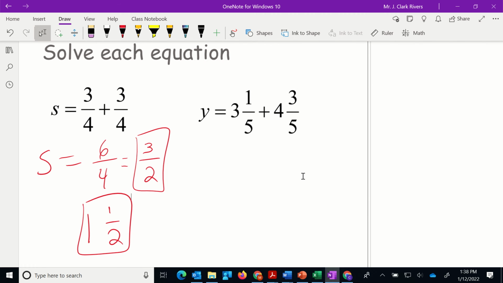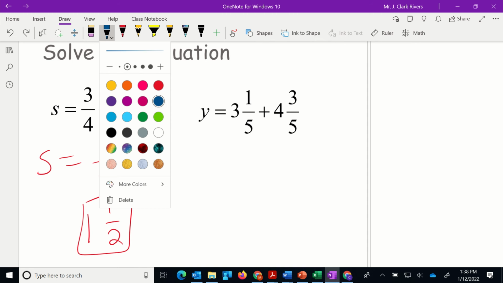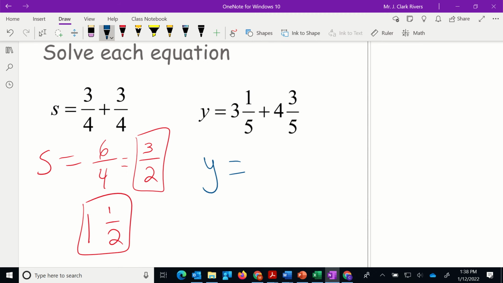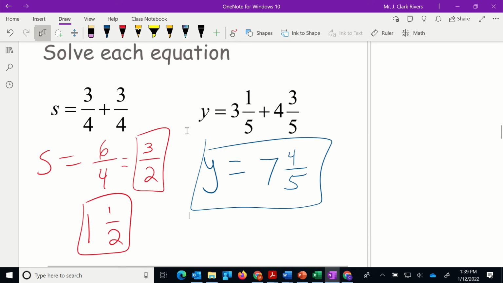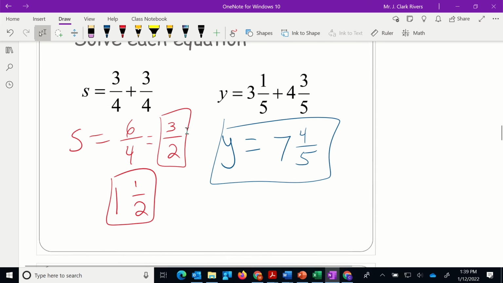Olivia, this next one here, y is equal, let me do some blue. All right, Olivia, help me out on this one. What should we do? So I add the whole numbers first. Okay, 3 plus 4 is? 7. Then I get 1/5 plus 3/5. That's enough. There you go, I like it. y is 7 and 4/5. Questions on that? Okay. I like it.